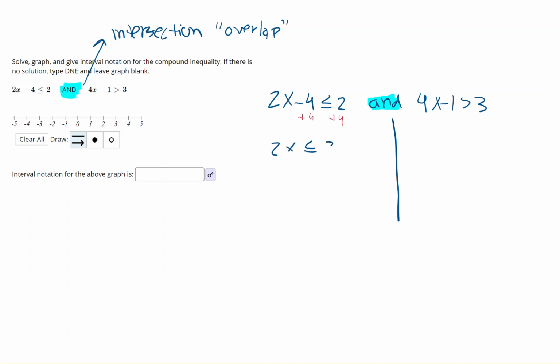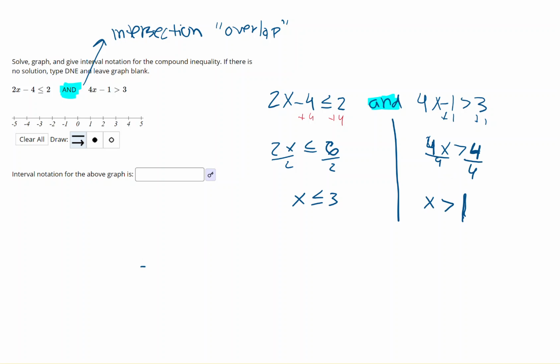2x is less than or equal to 6. And then I'll divide by 2 on both sides. So x is less than or equal to 3 is the first one. Let's solve the other one. 4x is greater than 4. Divide by 4 on both sides. x is greater than 1.